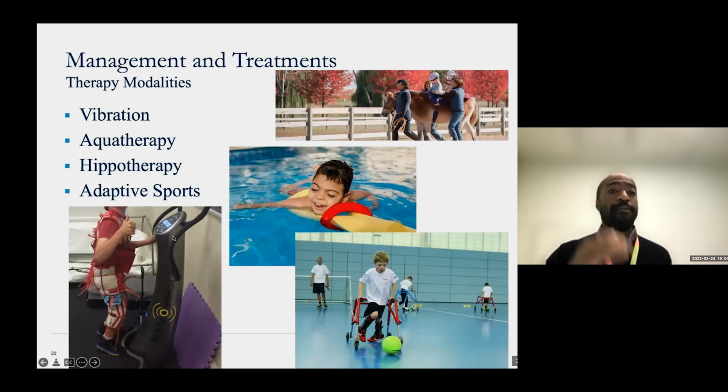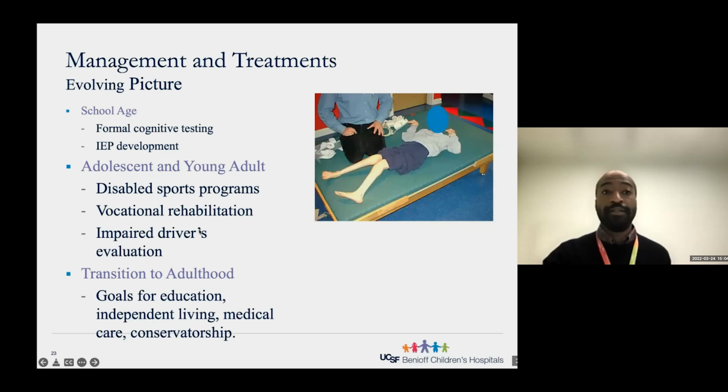Those include vibrational therapy, which you can see here, which provides proprioceptive feedback and has some benefit for bone and joint health. Aqua therapy, which provides some weightlessness to allow for movement that a child might otherwise not be able to do if they weren't in water. Hippotherapy, which provides support for posture, has some benefits for pelvic and hip development. And then again, thinking about adaptive sports for cardiovascular fitness and just overall social engagement and quality of life.